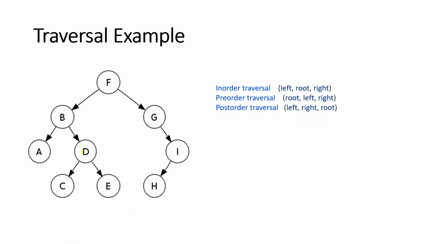Then the root is D. Now it will go back to B. B will check whether my left is over. Yes, left is over. Right is also over. So it will print itself. That is B.